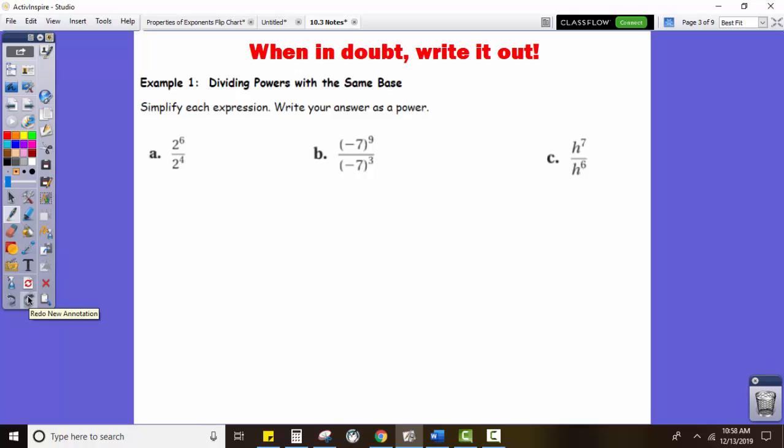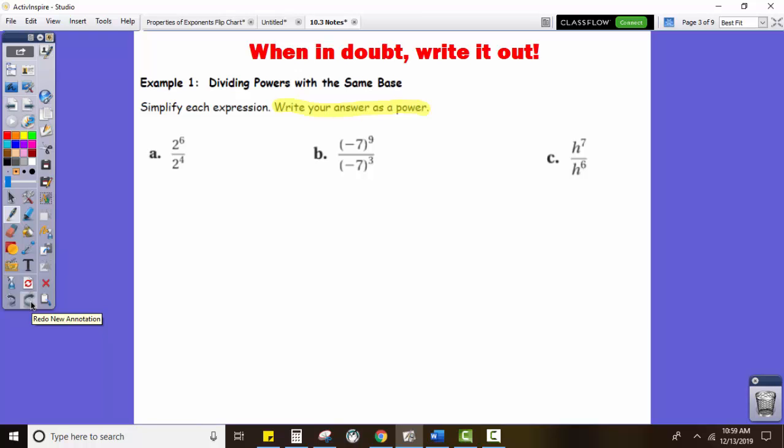So we're going to do some examples here, but when in doubt, write it out. We are not going to keep writing it out. If you need to, then you should. Like in your flip chart, you wrote it out in expanded form, and then you were able to visually see which terms would cancel out. If you need to do that, then you keep doing it. For what we're going to do, we're just going to subtract the exponents. The directions say simplify each expression, and you need to write your answer as a power. So we're not going to convert it to a number after you find the power, is what that means.